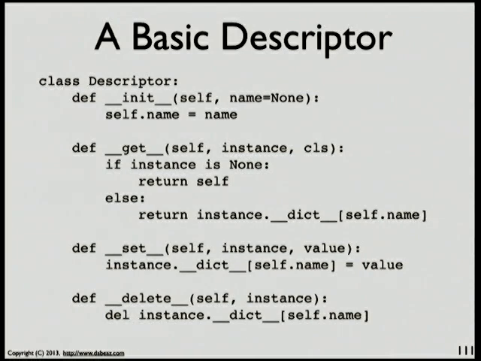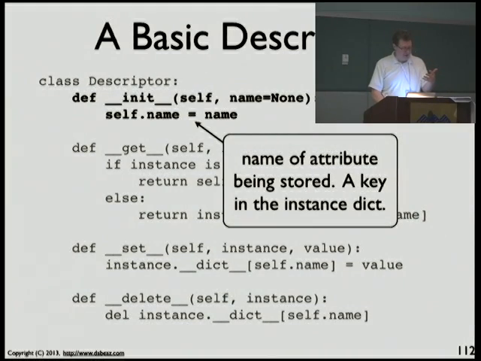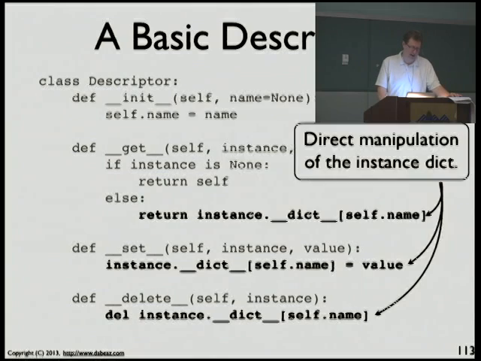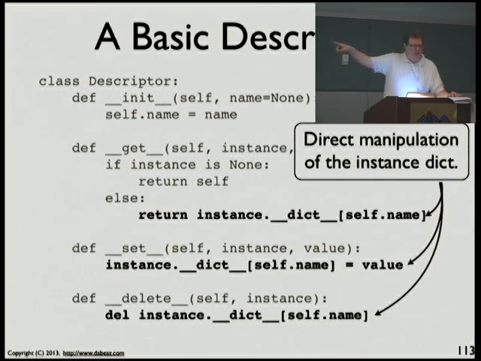You're capturing get, set, and delete operations. One of the things that's going on here is basically this name attribute is essentially the name of where the piece of data is being stored on the object. Every single piece of data has to be stored somewhere. That's the name that I'm using to store it. So that's like a key in the instance dictionary. You're doing direct manipulation of the instance dictionary there, and basically pulling data in and out.